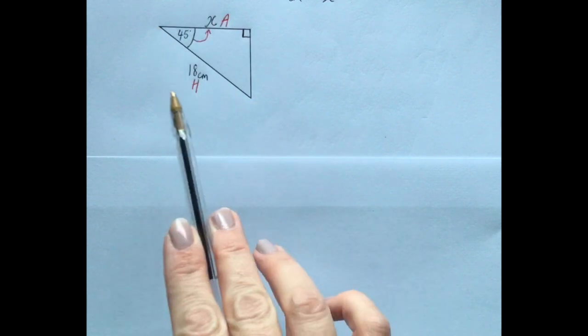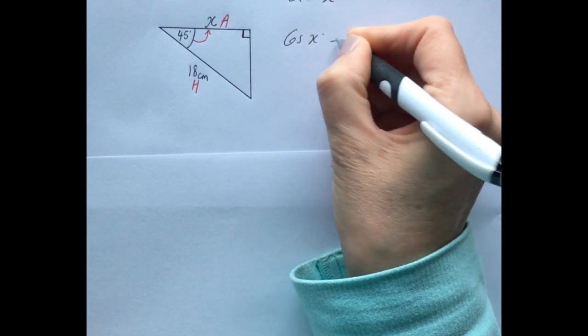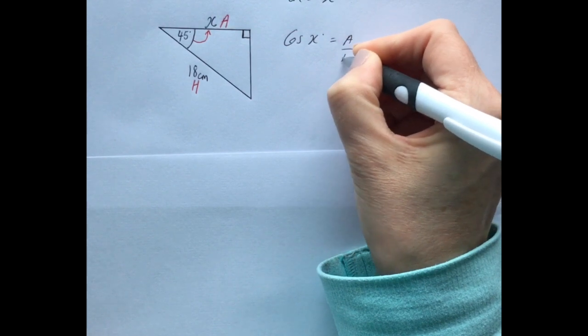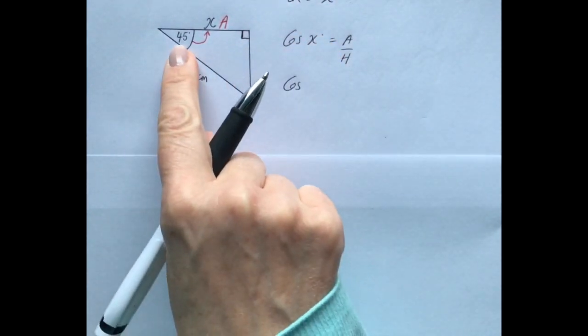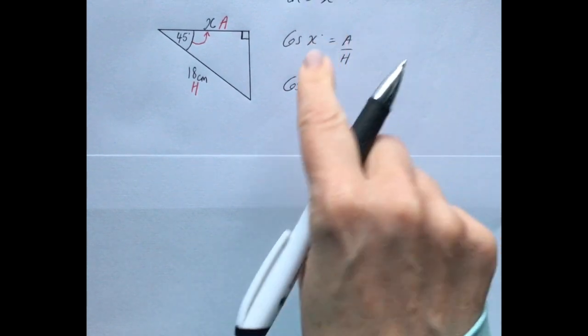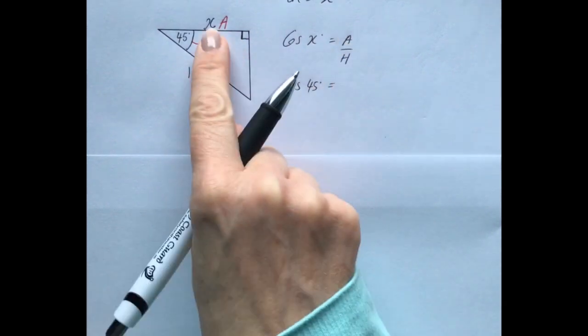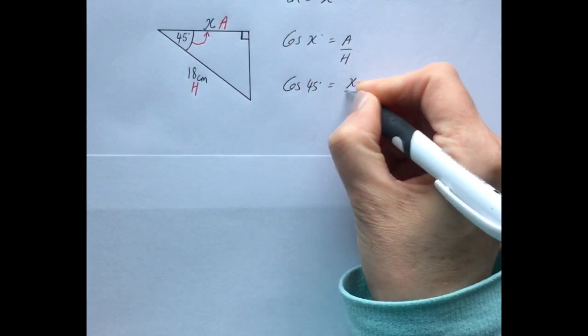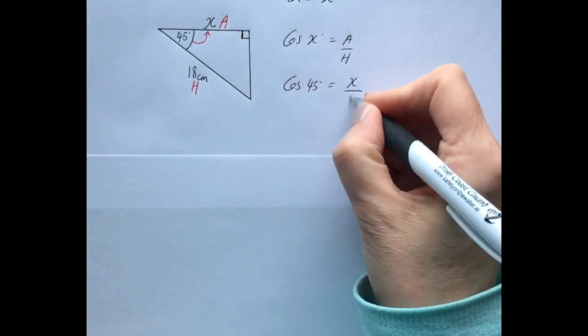So I want the trig ratio that connects the angle, the adjacent, and the hypotenuse. And of course, the trig ratio that does that is cos. Cos of the angle is equal to the adjacent over the hypotenuse. Right, so let's fill in our bits. Cos of the angle, well, the angle here is quite clearly 45 degrees. It's always the angle that goes in that part there. Equals the adjacent side, here labeled x, divided by the hypotenuse, which is quite clearly here, which is 18.